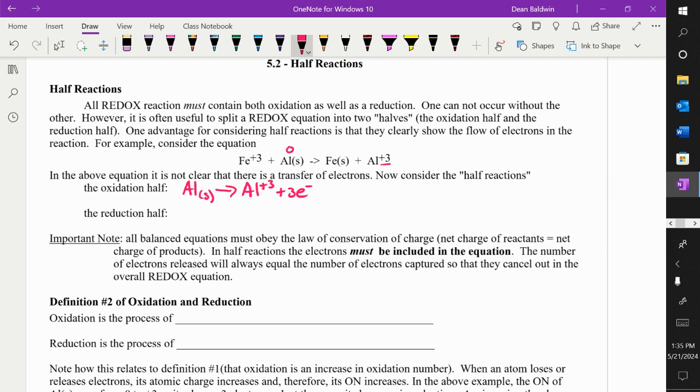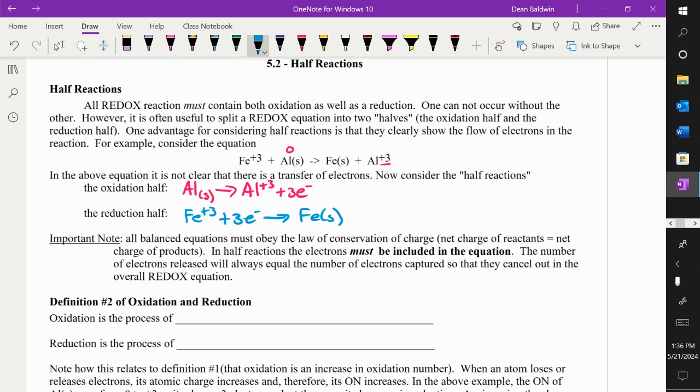What is being reduced? There's only one choice: the iron. How many electrons did iron pick up? 3. Why is it 3? It's not just because this gave up 3. Why did iron gain 3? How do you know it gained 3 electrons? Because it went from a charge of plus 3 down to a charge of 0, or an oxidation number of 0. That's the important thing. So it picked up 3 electrons, and you got solid iron.